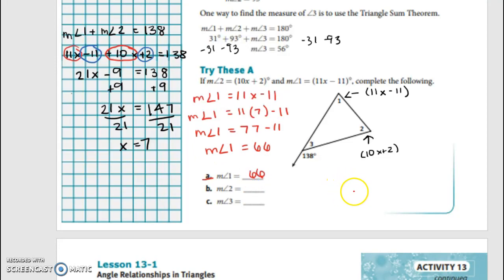And then we can solve for angle 2 one of two ways. One, you can put it in the exterior angle theorem, or you can plug 7 in for x and solve it that way. So the measurement of angle 2 is equal to 10x plus 2.